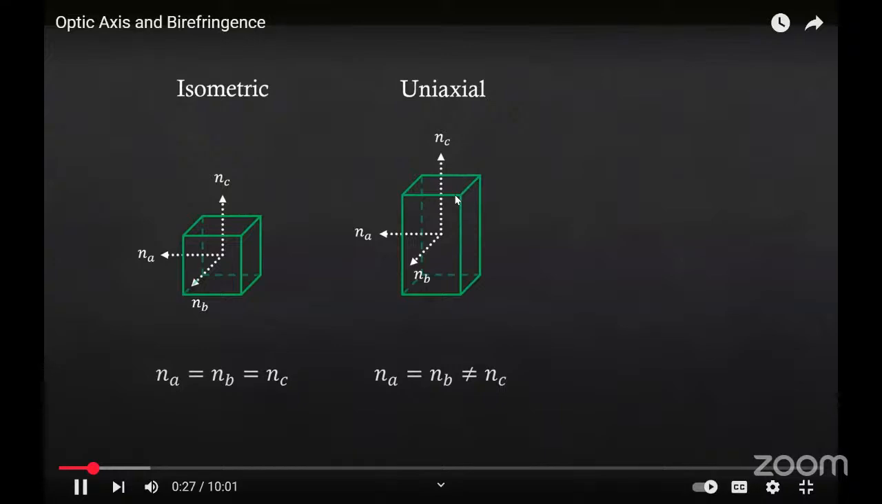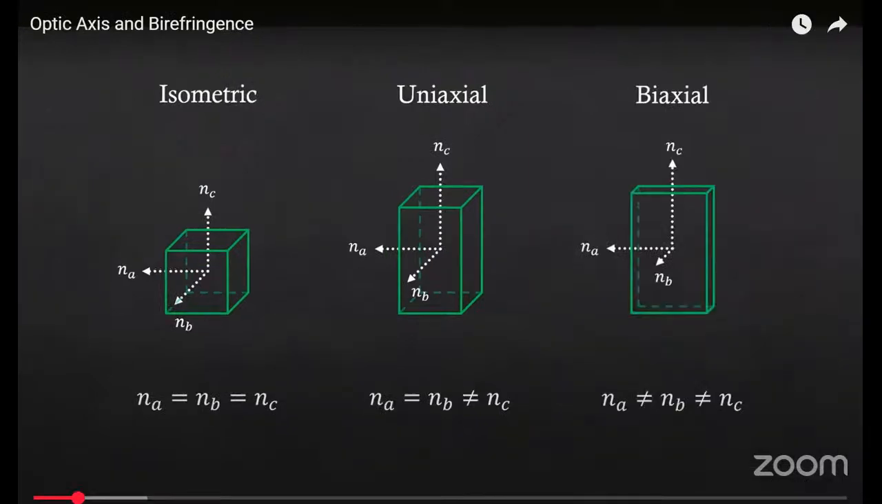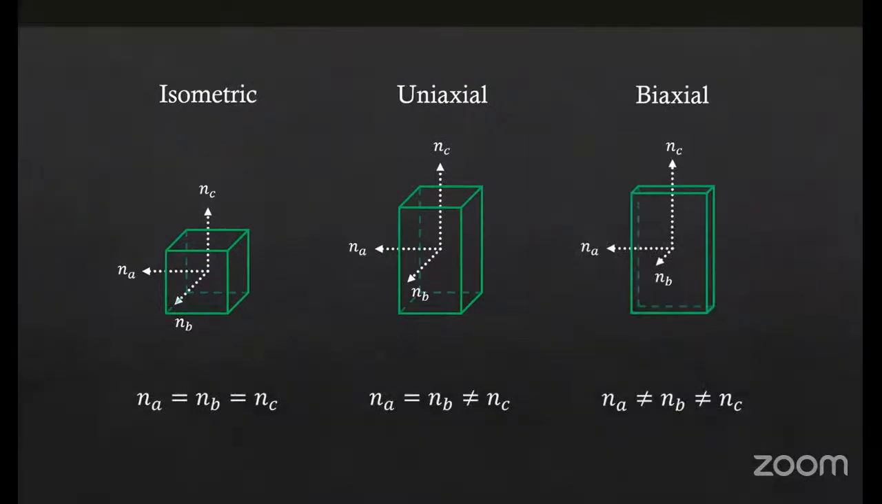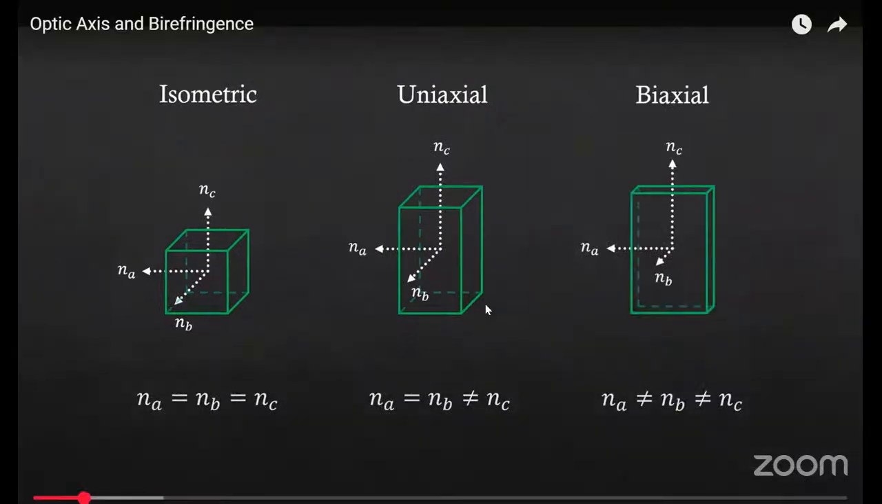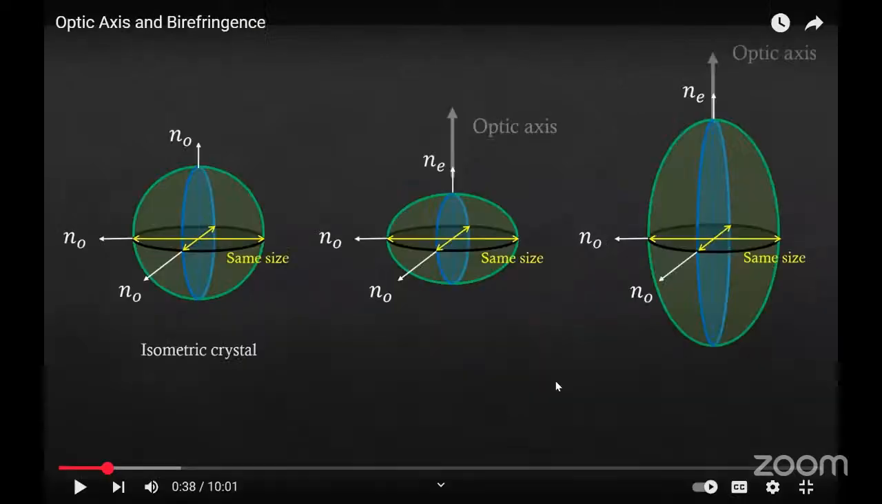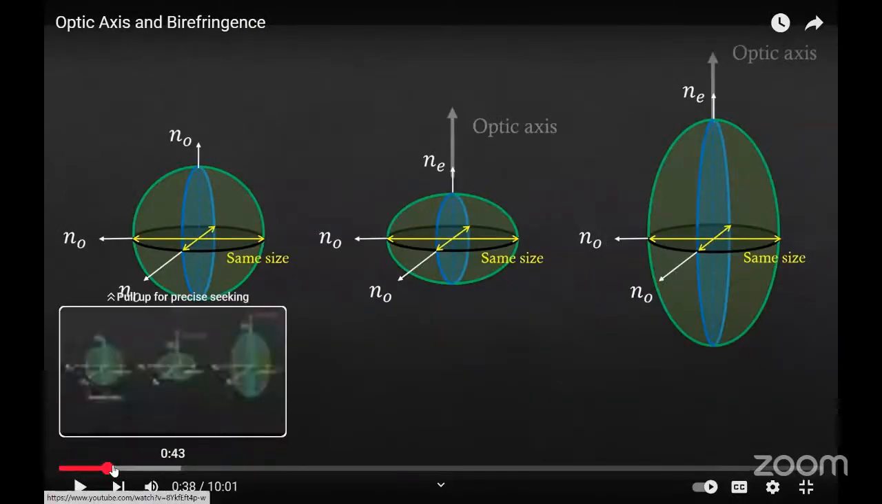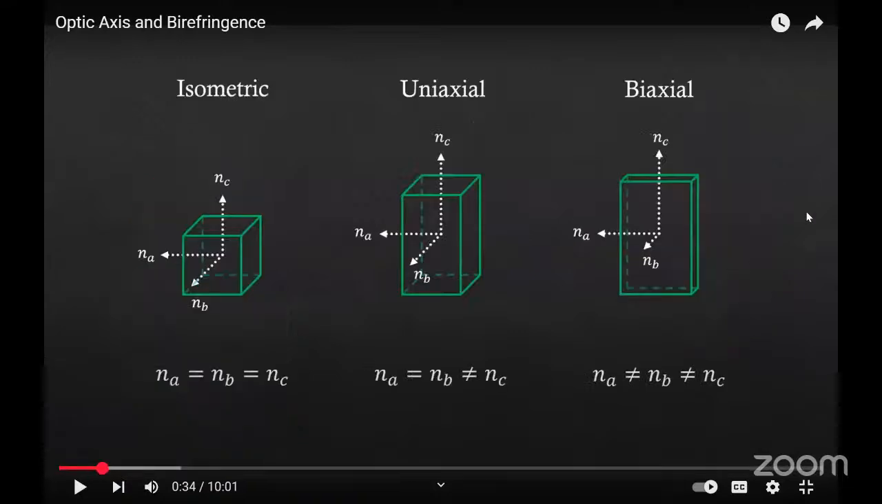You can see which one is the uniaxial and which one is the biaxial. Isometric crystal is this one. This is a uniaxial crystal and this is a biaxial crystal.